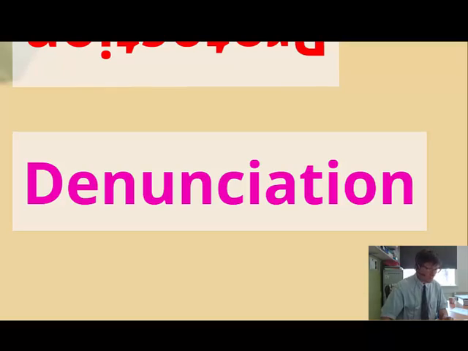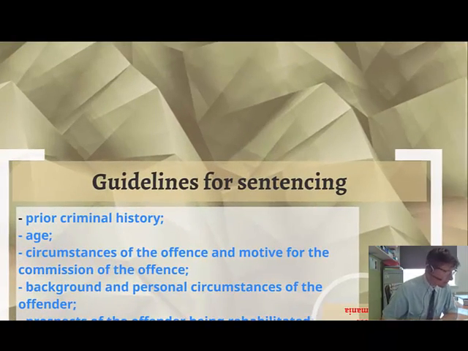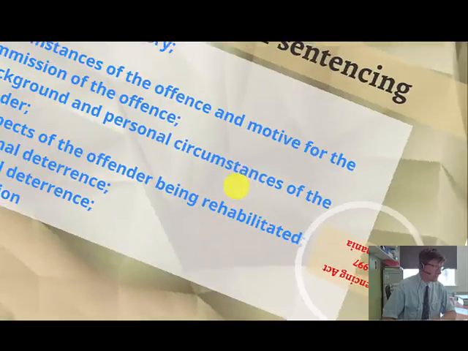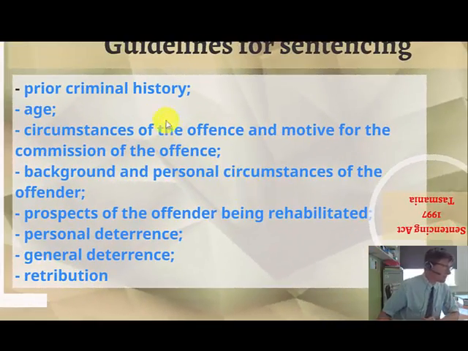For judges and magistrates in Tasmania, there are guidelines for sentencing. They're all set out in the Sentencing Act of 1997. These are the sorts of things that are taken into account. The prior criminal history, and the age of the offender: when they're younger, the judges and magistrates try their best to give the person the best chance. The circumstances of the offence and the motive for the offence. The background and certain personal circumstances of the offender, where there's a social disconnection, are taken into consideration. The prospects of the offender being rehabilitated, so there's every chance given in that area, particularly when they're young.